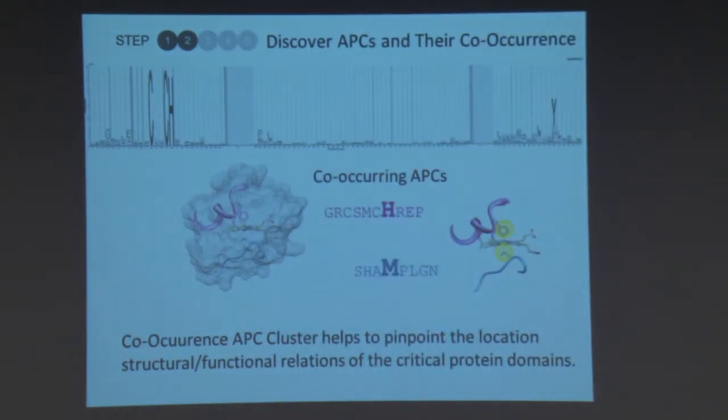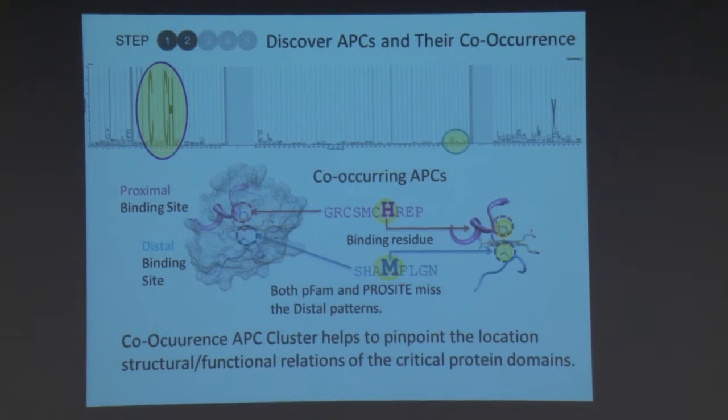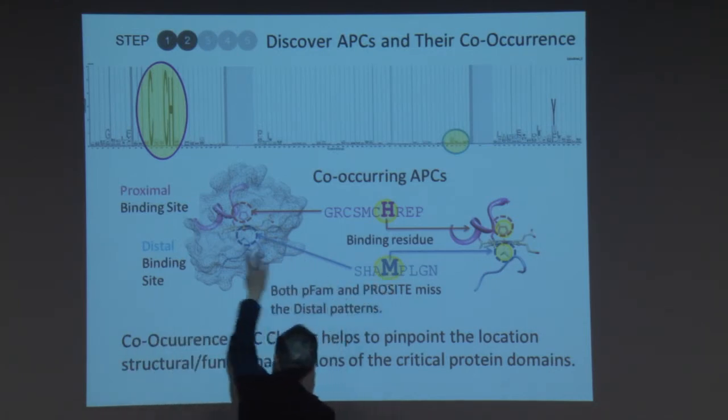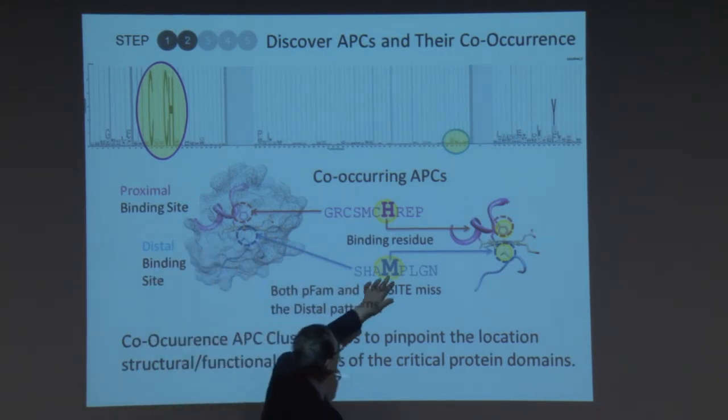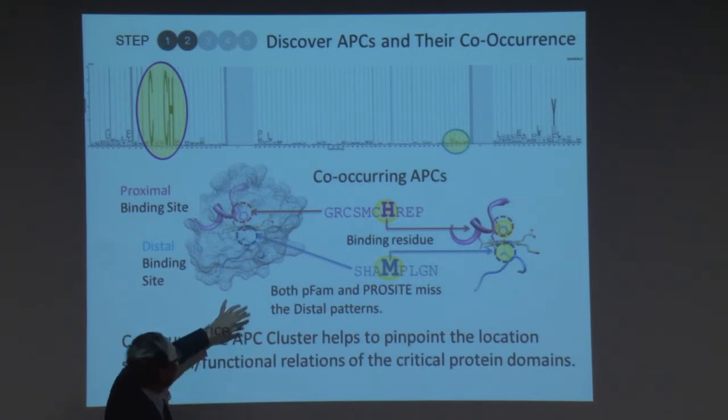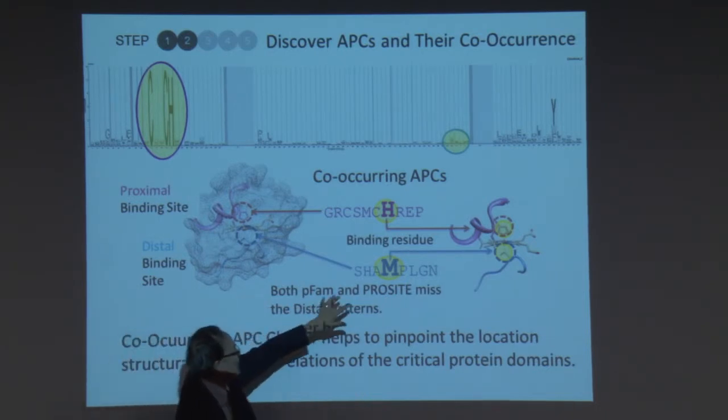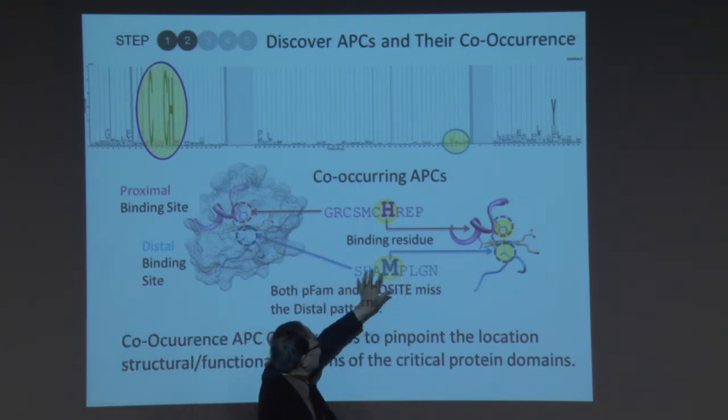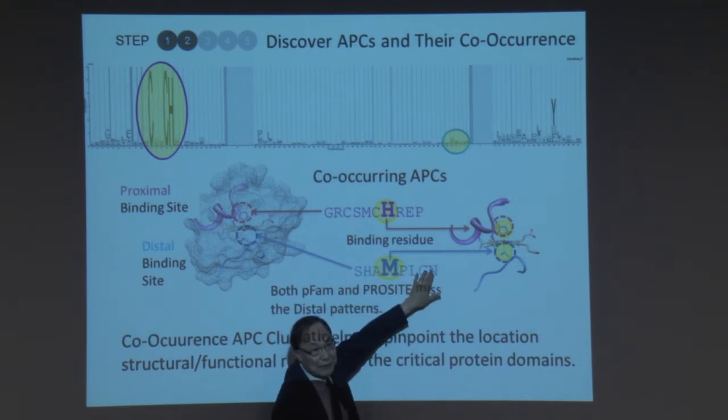Okay. Now here, first we found that these occur, and then we found that they're embedded in there. In your APC are some significant sites, which are very significant within this site. And both PFAM and PROSITE cannot find this because they only find the motif, but we find the motif embedded in something.